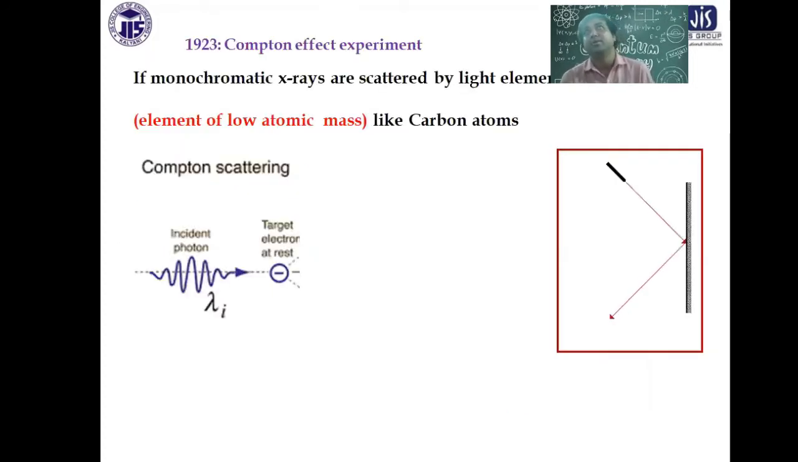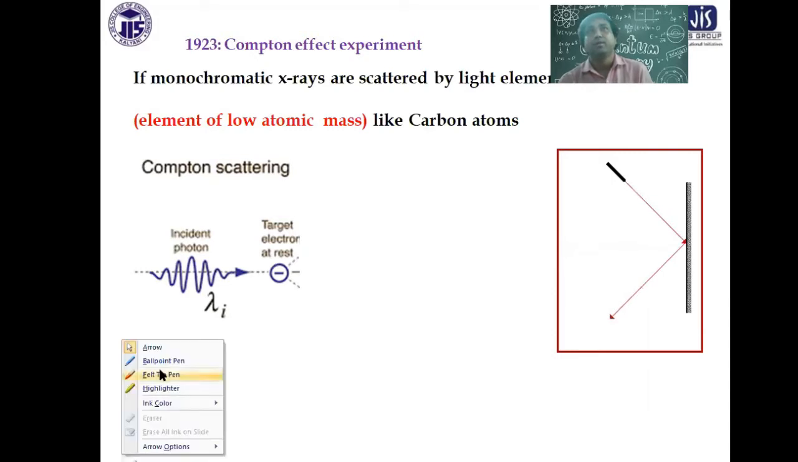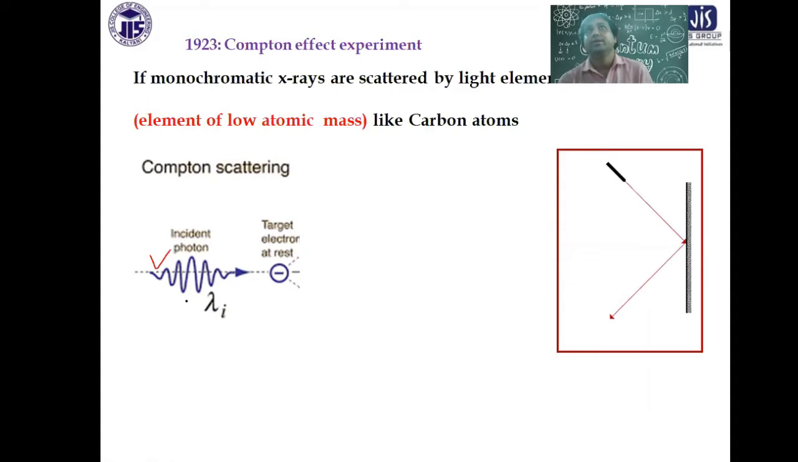What happens in the Compton effect study? You see that the blue one is the X-ray coming in. If you look at the picture, this is the X-ray coming in. It is incident on one of the electrons of the carbon atom. Now this electron is contributed by the carbon atom.